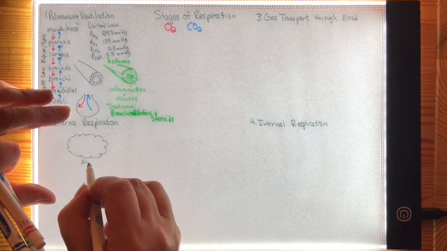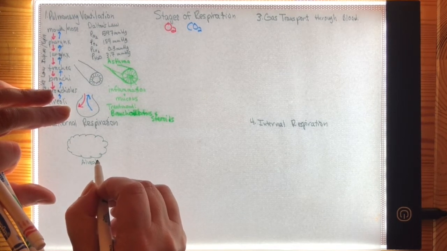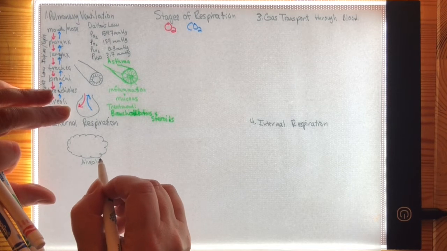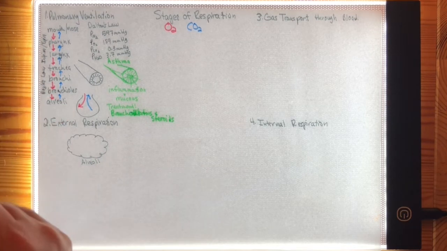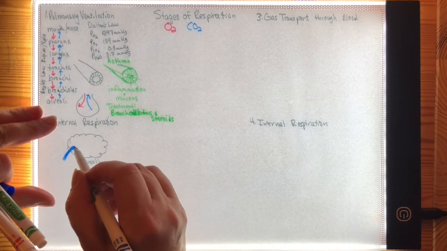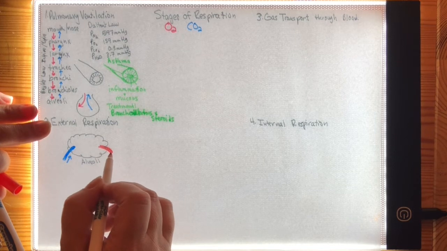Right, I think we've said enough about pulmonary ventilation. Let's move on to external respiration. We are going to draw an alveolar sac. We're going to draw this about 3 different ways, but here's one way to do it: draw sort of a little cloud there. Here's our alveolar sac.